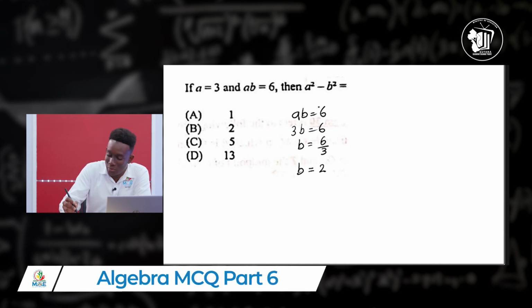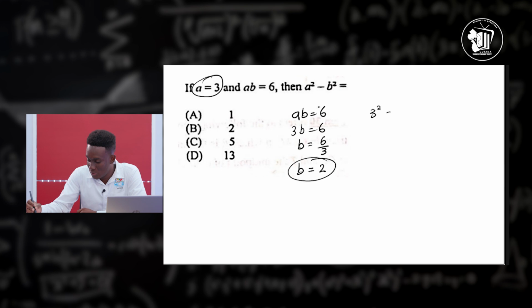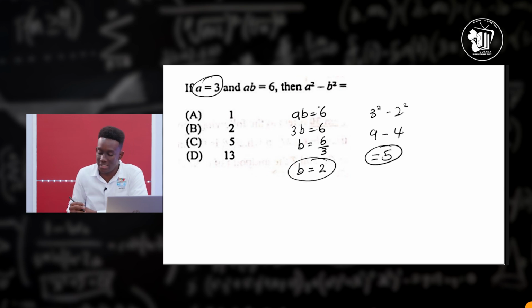If B is equal to 2 and A is equal to 3, then A squared minus B squared would be 3 squared minus 2 squared. So 3 times 3 would be 9, minus 2 times 2 is 4. So 9 minus 4 is equal to 5. So the answer is 5, which is C.